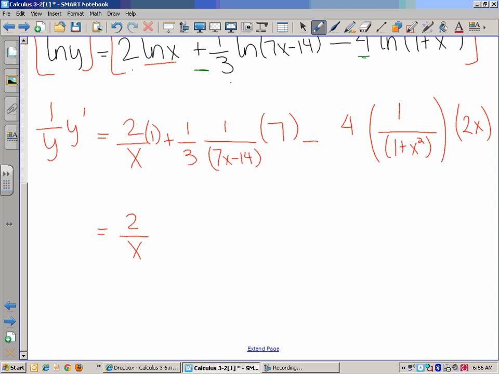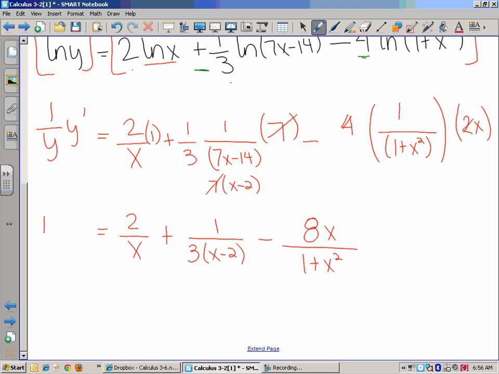I'm going to do two things on this step. I'm going to rewrite this as 7x minus 2, so I can cancel out those 7s. That's pretty nice. Plus 1 over 3 times the quantity x minus 2. And then I'm going to combine these two, and I get minus 8x over the quantity 1 plus x squared.